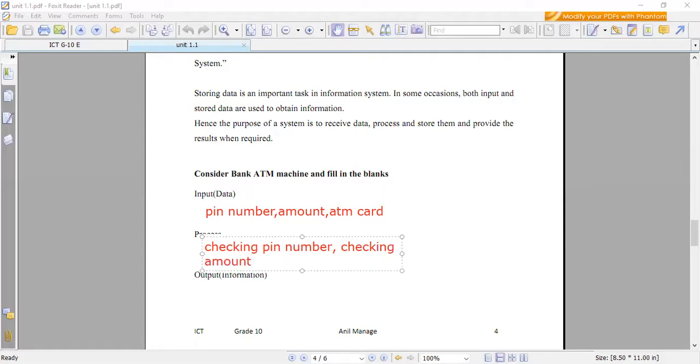Why is it needed to check? Because if I am trying to withdraw money which is more than my account, it is not possible. So definitely it has to check the withdrawal amount. Then updating the balance if you have withdrawn, that is also a process.